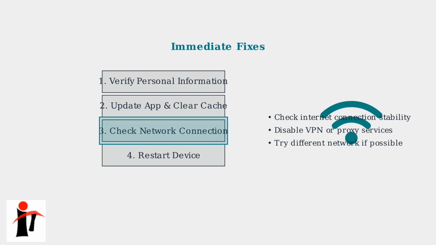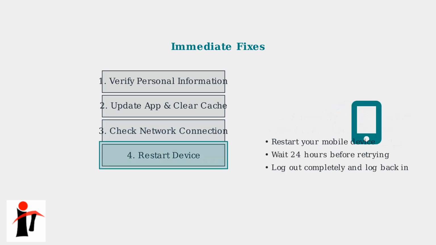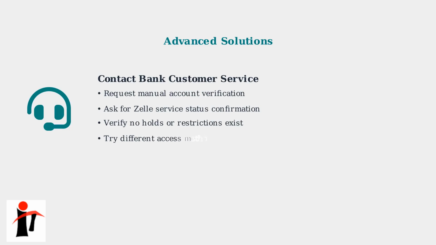Step 3 focuses on network connectivity. Ensure your internet connection is stable, disable any VPN or proxy services, and try connecting from a different network if the issue persists. Step 4 is restarting your device. Restart your mobile device, wait 24 hours before retrying the transaction, and log out of Zelle completely before logging back in. If immediate fixes don't work, advanced solutions have an 80 to 90% success rate.